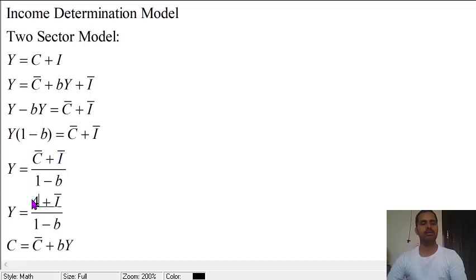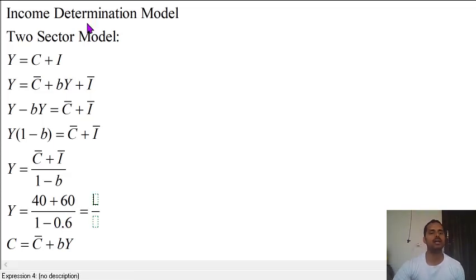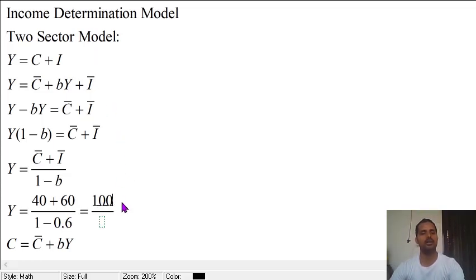Suppose c bar is given 40 and autonomous investment is given 60, and b is given 0.6, and you can see that we have found the same situation. Here it will be 100 by 0.4, and when you solve it you find 250. So you can simply apply this formula and find the equilibrium national income. This will save your time if you already know the derivation of this.